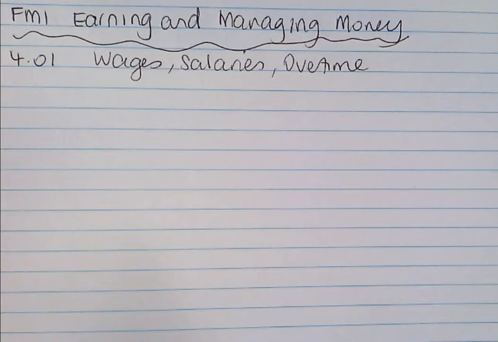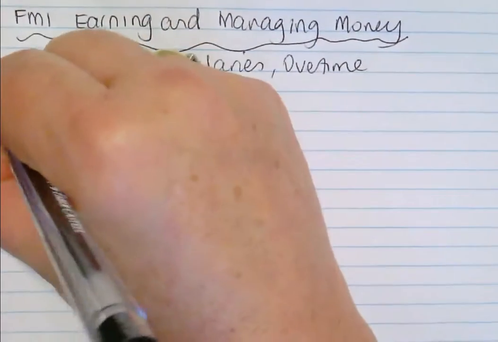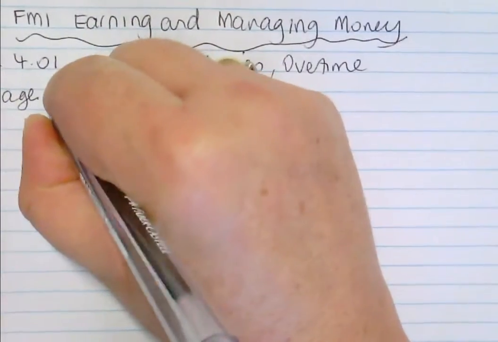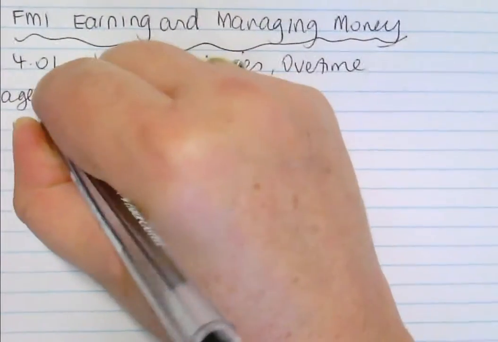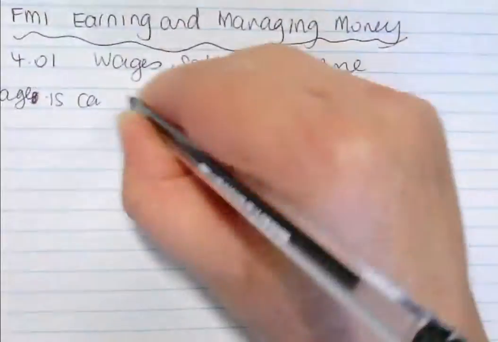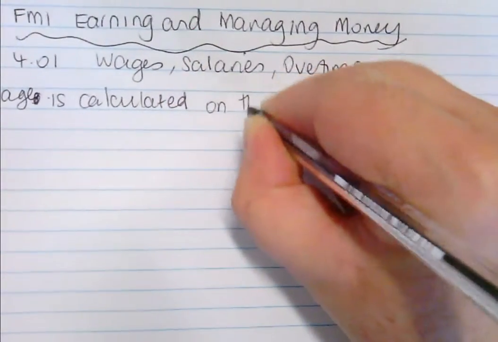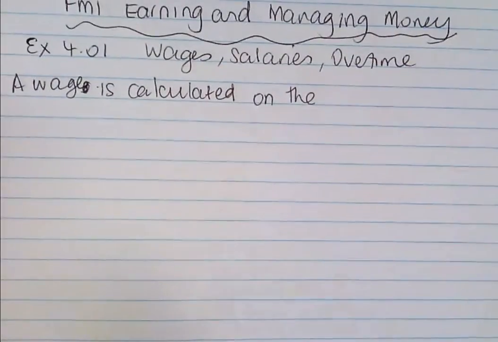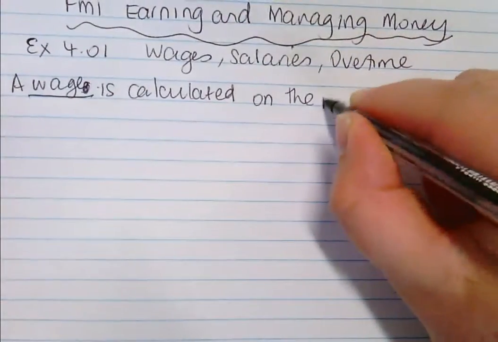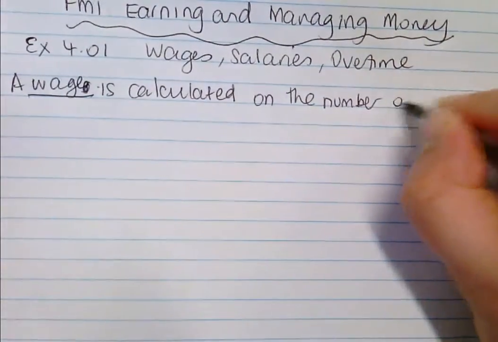All right, this is a new topic, FM1, earning and managing money. We're looking at our first exercise, exercise 401, wages, salaries and overtime. A wage is calculated on the actual hours worked. A wage is calculated on the number of hours worked.